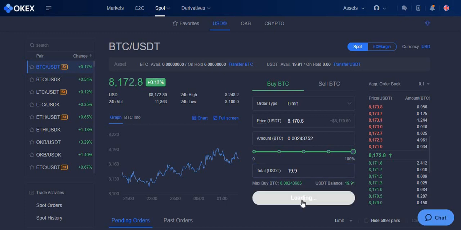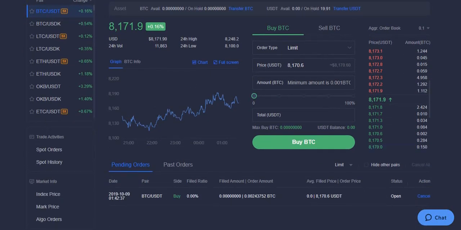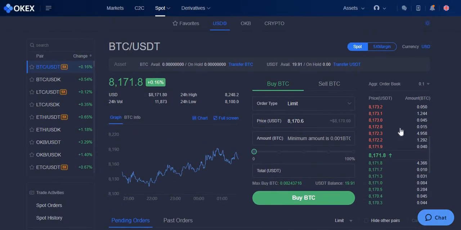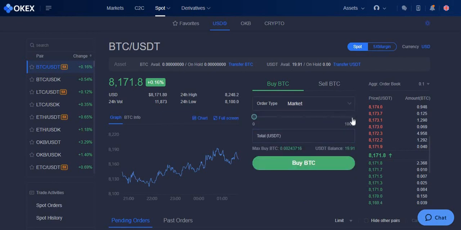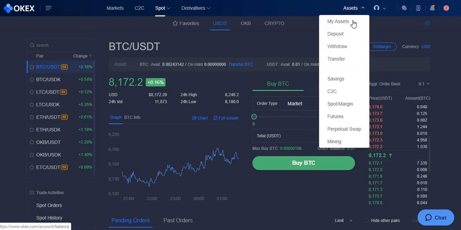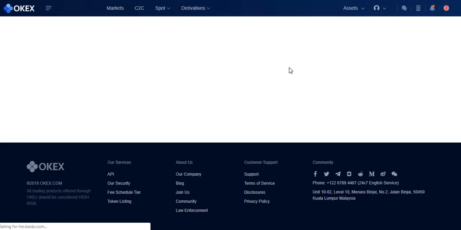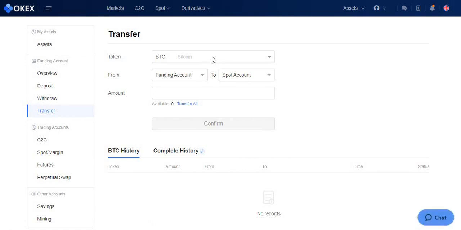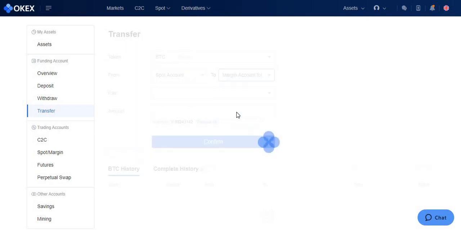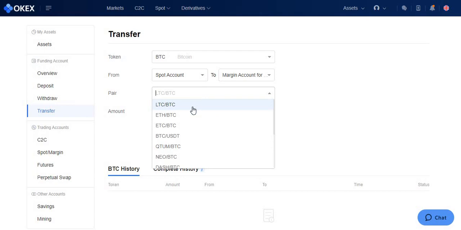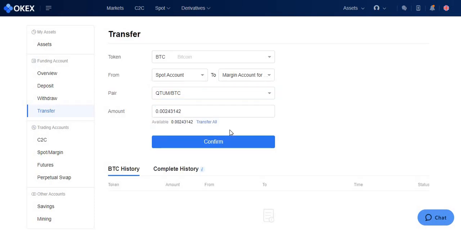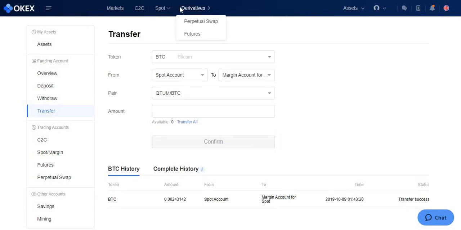We just buy. If it's not filled, you can cancel and use the market order. We use the market order from here, 100% of the amount, and buy. So once that is done, we can now come back to transfer again. Now I'm transferring my BTC from spot to margin, and I want to use it for Qtum BTC, the total amount, and confirm. So after this is done, we'll now go straight to margin trading.